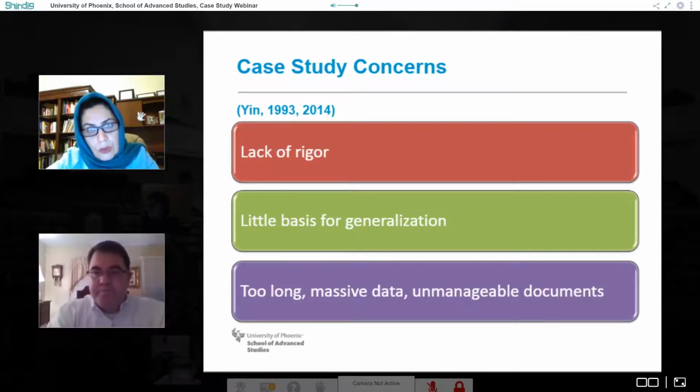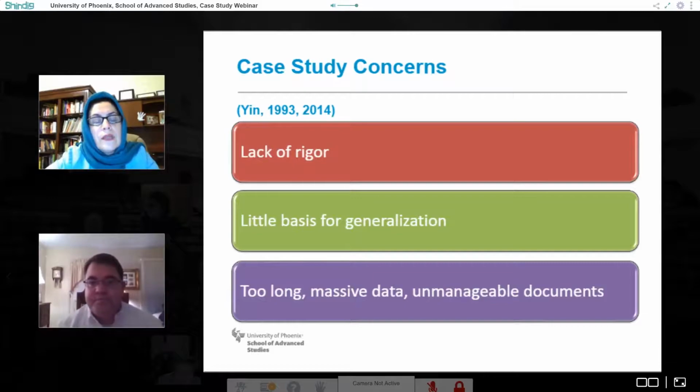This is true that in reality there are specific places that you can only apply your study. And also the other concern is that it's a lot of data you need to collect. It may take a long time for you, particularly if you go with multiple units of analysis, it would get really large. So yes, that's another concern.